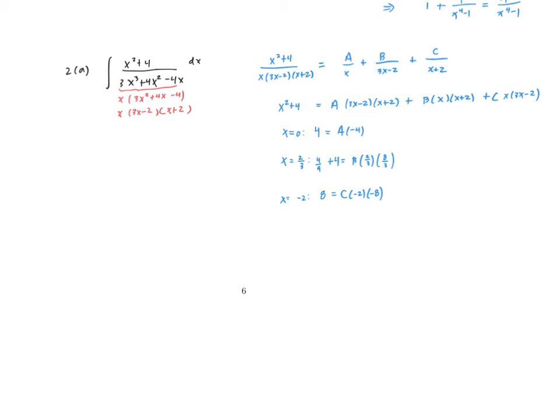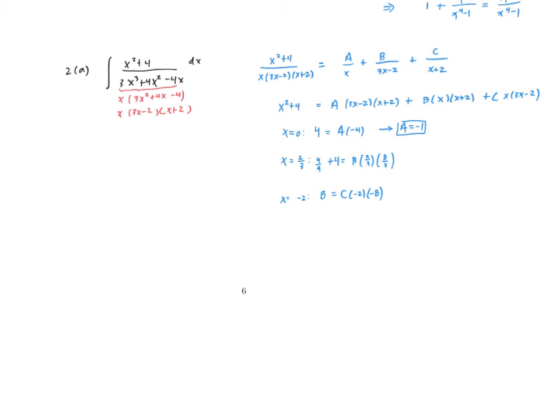So going ahead and writing out a bit of the work, if we would like to solve for the constant A, we can simply substitute in x equals 0. That turns the B term and the C term into 0. And we're left with 4 equals A times minus 4. So immediately we would have A must be minus 1.